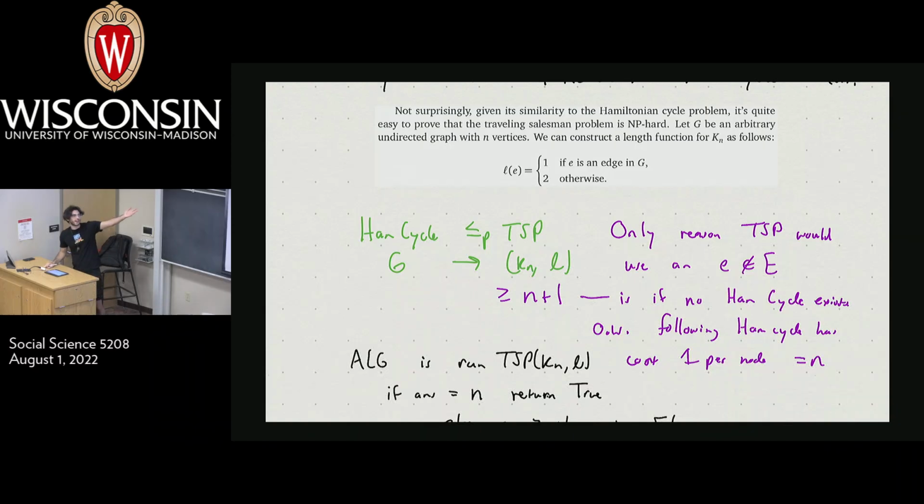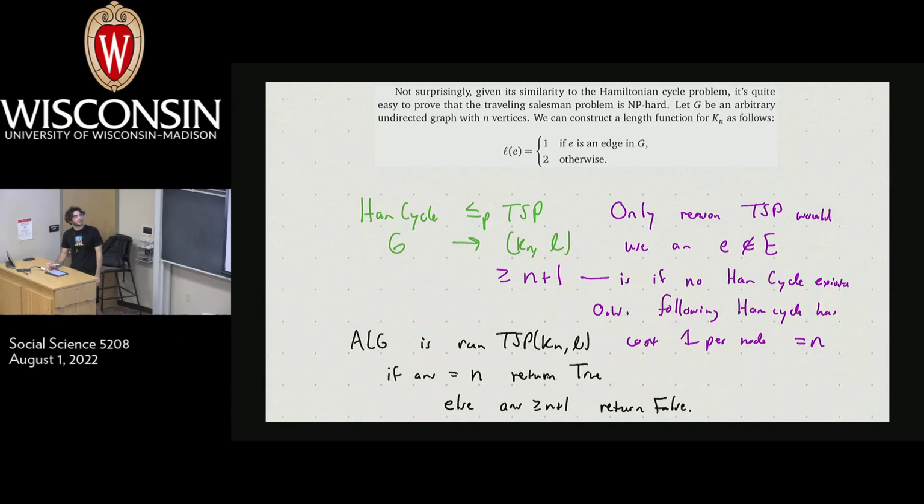Clearly, this is polytime. We can make a complete graph in at most n squared time by brute force, and the length function similarly. So it's at most n squared time, or V squared time, to create the new graphs, and clearly the reduction is then correct.